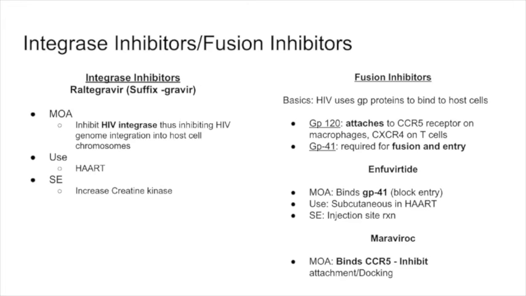Next is our integrase inhibitors and the fusion inhibitors. An example of the integrase inhibitor is raltegravir. So these are the medications that end in gravir. And like what we talked about earlier, these medications inhibit the integration of HIV into the cell genome. So they go after this specific enzyme called HIV integrase, and that enzyme helps the HIV genome to integrate into the host cell genome.